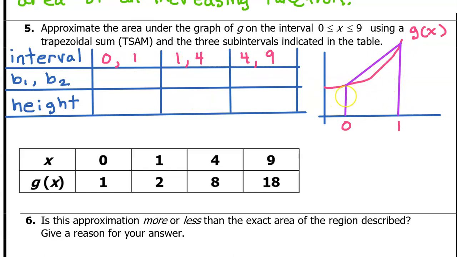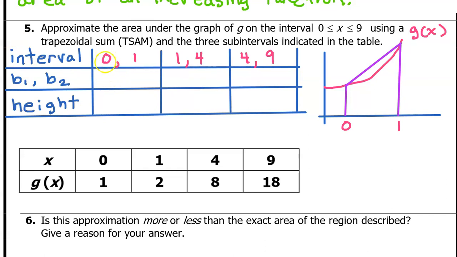Notice that a trapezoid has 2 bases. There's one here and then there's one here. This is sort of a sideways trapezoid from what you're used to. So that's why I'm going to include 2 bases for each trapezoid on this chart.